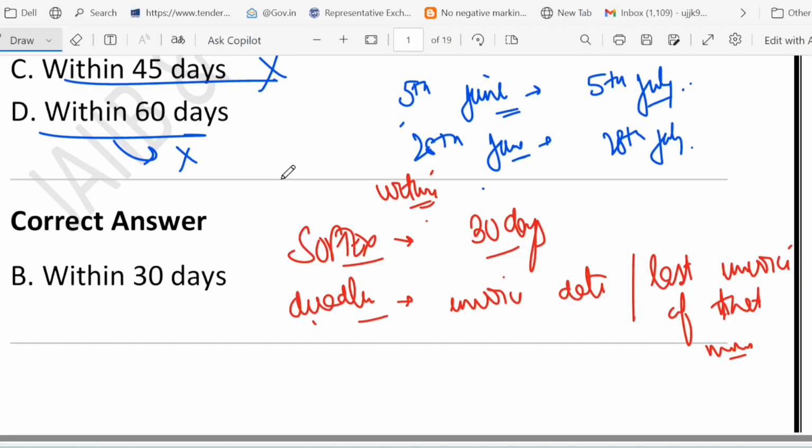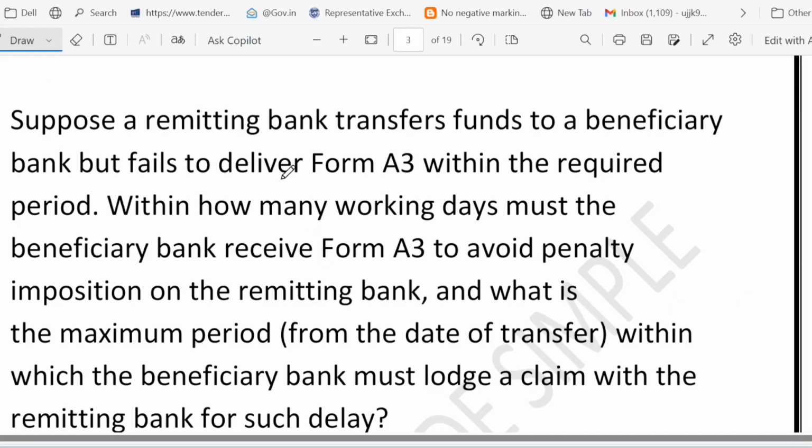The question is: suppose a remitting bank transfers funds to a beneficiary bank but fails to deliver form A3 within the required period. Within how many working days must the beneficiary bank receive form A3 to avoid penalty imposition on the remitting bank? And what is the maximum period from the date of transfer within which the beneficiary bank must lodge a claim with the remitting bank for such a delay? Very good question it is.